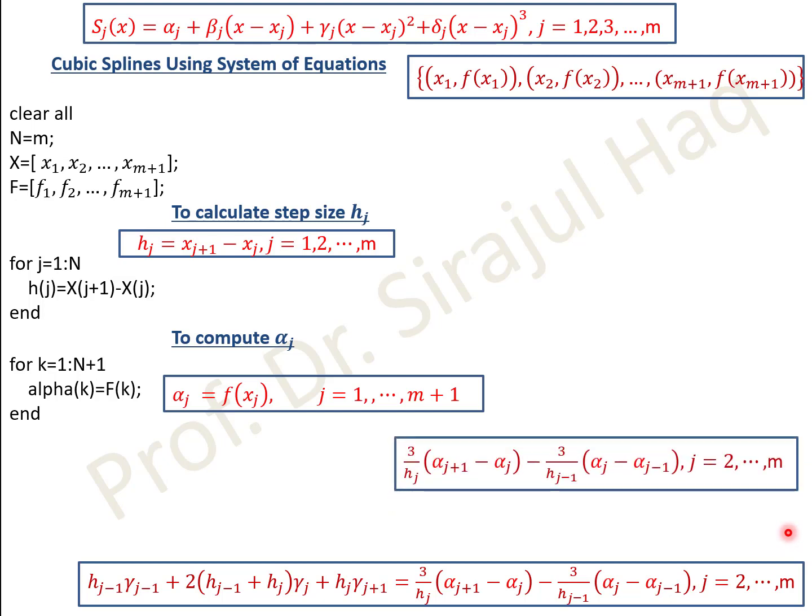Look at the right hand side. These are known quantities. You have computed these values in this loop. So these alpha i's are known quantities, and hj are known quantities. You have computed them in this loop. So this is the right hand side. If I am writing this in the form of Ax is equal to b, this is the right hand side. That's the reason I put it forward for you independently.